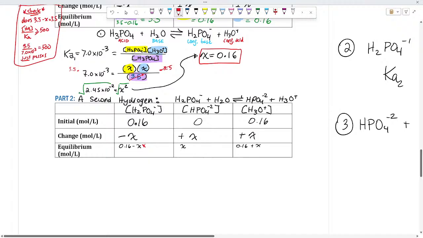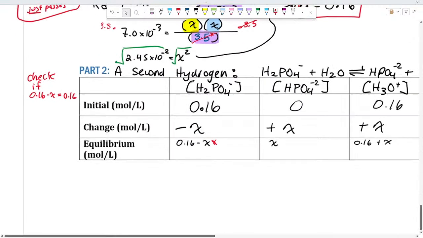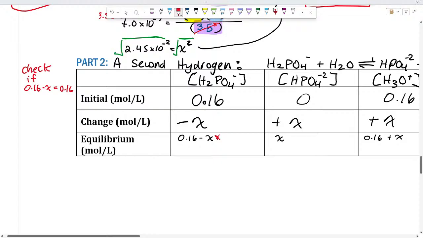Okay, now, here's the good news. We can do our little test again. We can check to see if, for math purposes, 0.16 minus X is going to basically equal 0.16. And what's our check again? We do the concentration divided by the K value, and it's got to be greater than or equal to 500. 500 is just pushing it. You just get away with 500. Bigger is better.